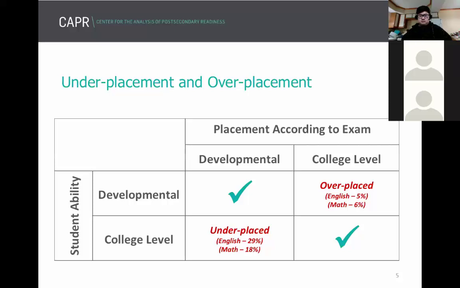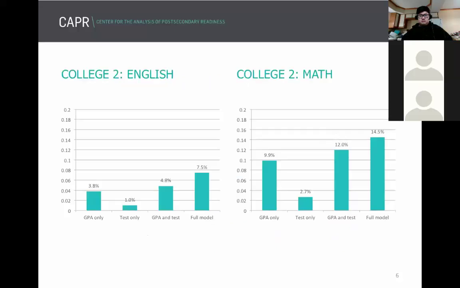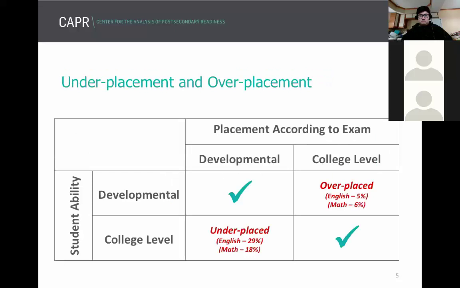And there were also, of course, some students who were overplaced, who were placed into college level courses when they probably should have been placed into developmental. In other words, those were students who were predicted to actually fail the college level course despite being placed in it using just the exam. So what we find is, let me just go back there for a minute, that over and over again, studies that look at the single placement tests indicate that it's just not doing a very good job of placing students.